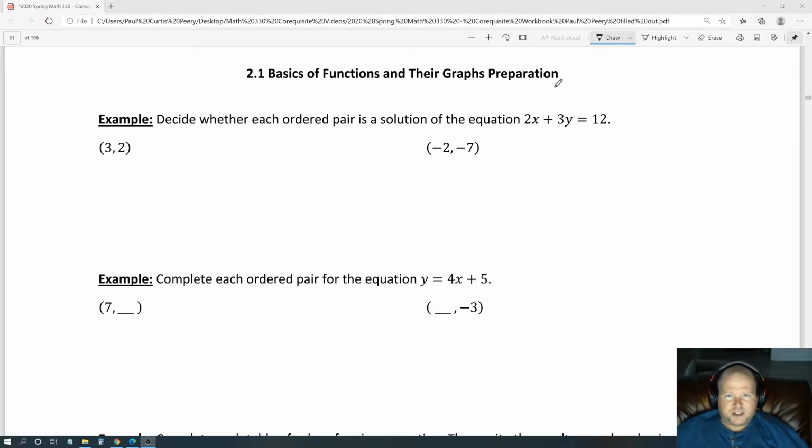2.1 Basics of Functions and their Graphs Preparation. Decide whether each ordered pair is a solution of the equation 2x plus 2y equals 12.